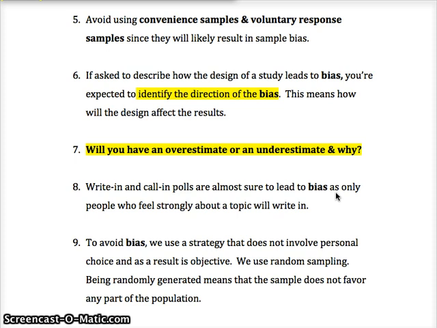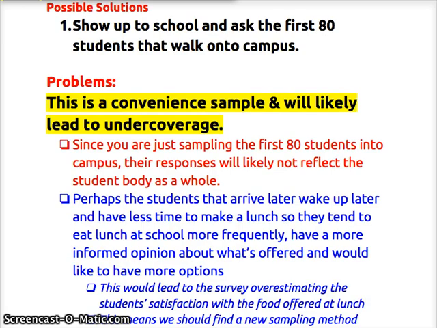So if we just go with the first 80 students that come on campus, then what will happen is we'll likely have undercoverage, meaning we're not covering a certain group of students that we would otherwise if we were doing a more representative sample. So students that arrive later likely wake up later and have less time to make lunch, so maybe they tend to eat lunch at school more frequently. They'd have a more informed opinion because they have to eat that lunch. They have to look at what's offered each day. So that would lead to the survey overestimating the students' satisfaction with the food offered.